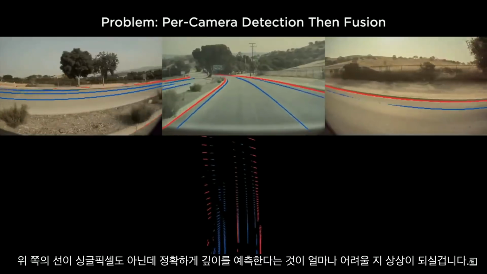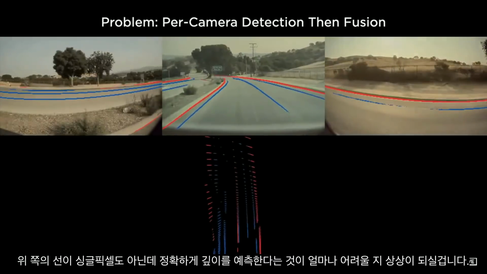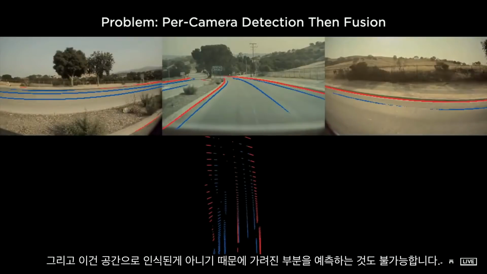And so you can imagine just how high of a bar it is to predict that depth so accurately in every single pixel of the image. And also if there's any occluded area where you'd like to make predictions, you will not be able to, because it's not an image space concept in that case.